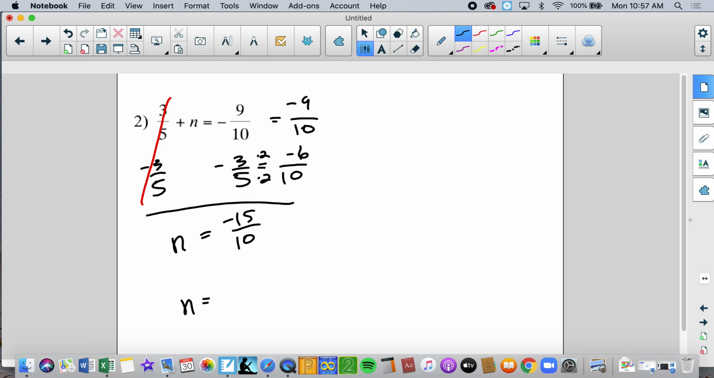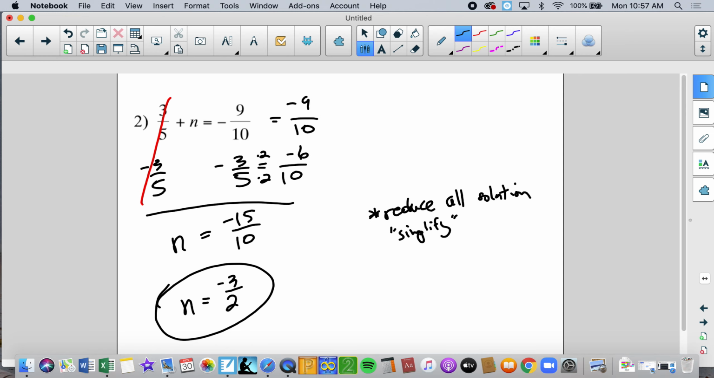And whenever we have fractions, we always want to make sure that we reduce all solutions. We want to be able to reduce that, also called simplify. So what number goes into 15 and 10? 5. 5 goes into negative 15 negative 3 times. 5 goes into 10 twice. And I'm going to leave it as an improper fraction.